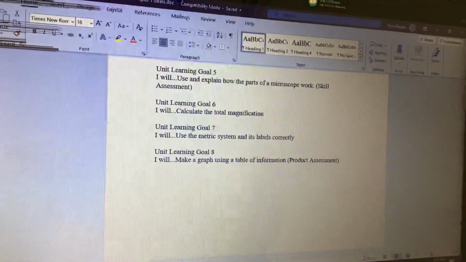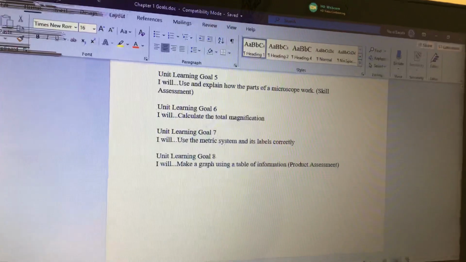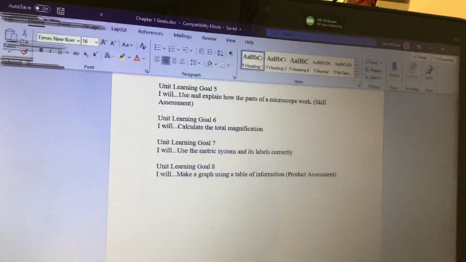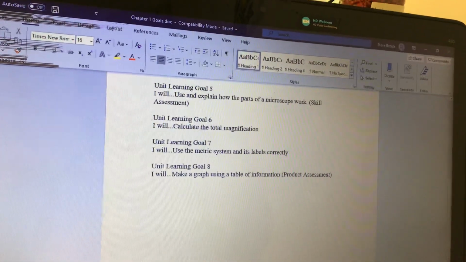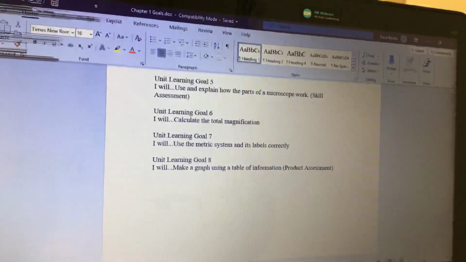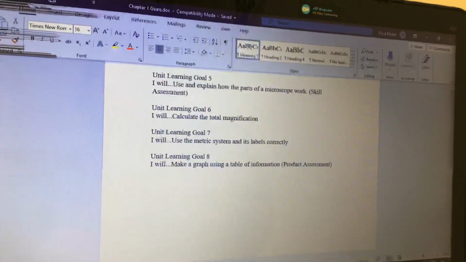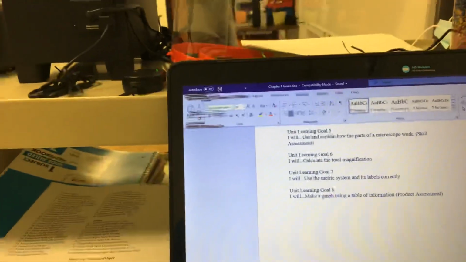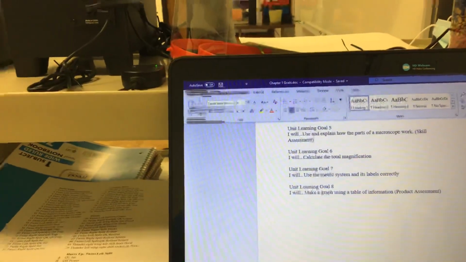Using the metric system. Science is metric, so instead of feet and yards, we're going to use meters and centimeters, and then making a graph and using tables. So these are all things that we're going to do in this first chapter.